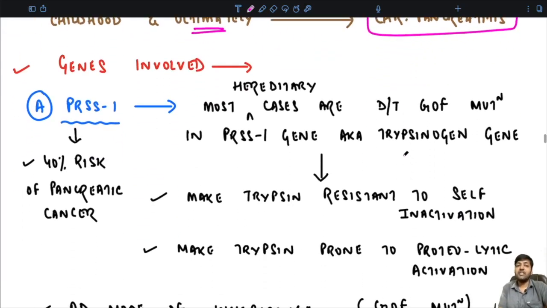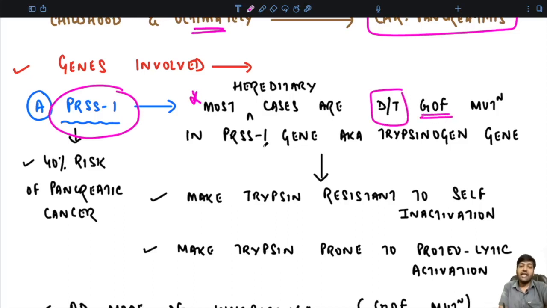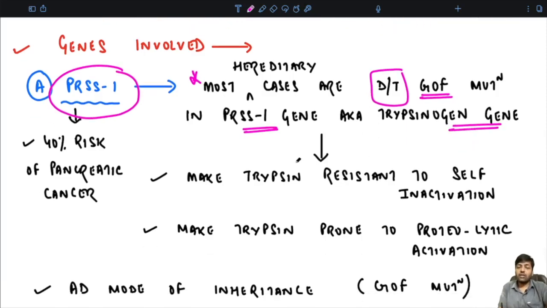So what are some of the genes involved and what is their role in causing pancreatitis? Let us understand. The number one gene is the PRSS1 gene. Remember, most of the hereditary cases of acute pancreatitis occur because of a gain of function mutation in the PRSS1 gene, which is also known as the trypsinogen gene. So what does it do? The products of the PRSS1 gene make the trypsin resistant to self-inactivation.